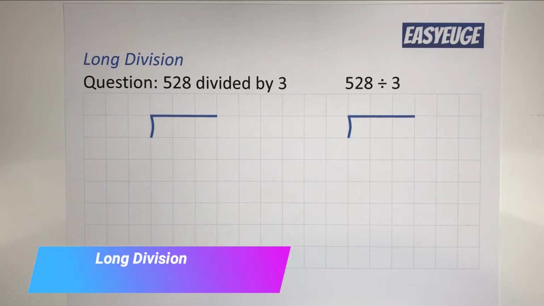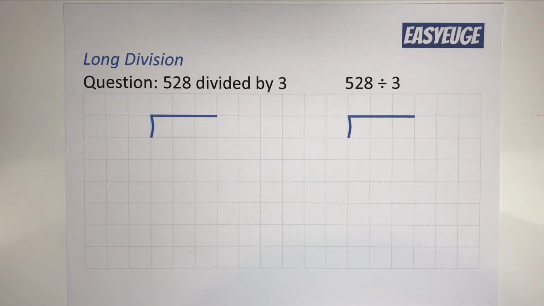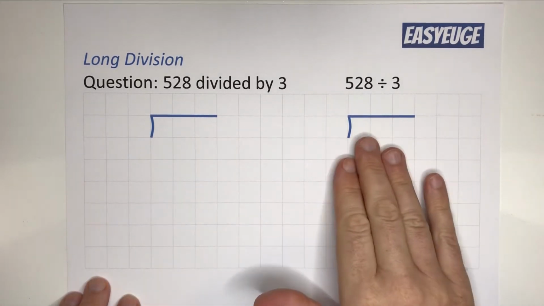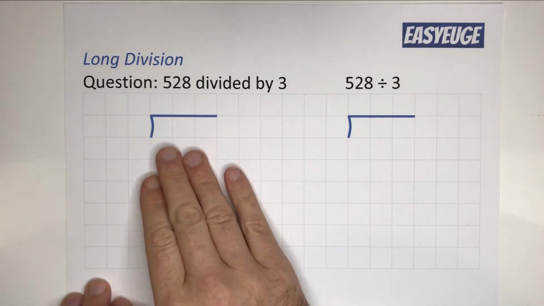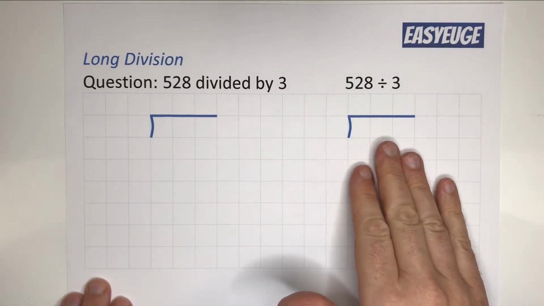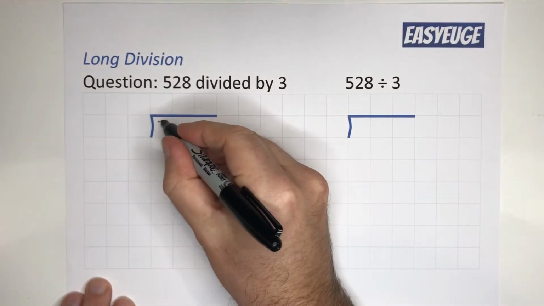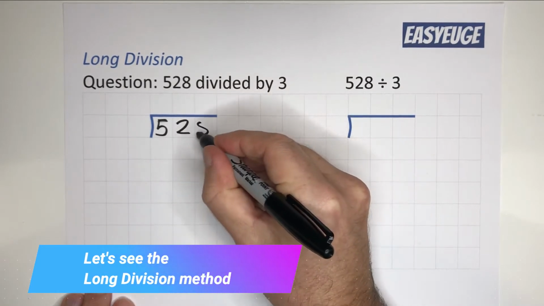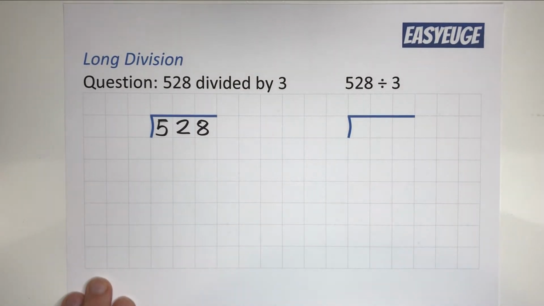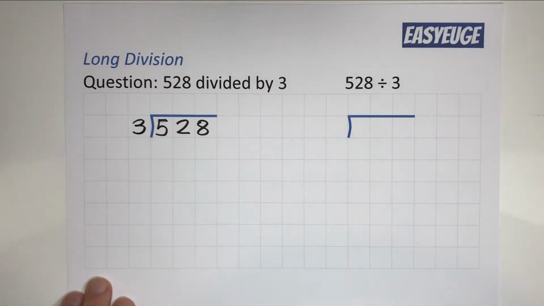Let's get started with a large number, 528, and this time we're going to be dividing by 3. As always, we'll do whatever methods are available, so I'm going to show you the long division method and also the bus stop method. Let's write down the number that we are going to divide up, which is 528. And we are dividing by 3. So as always, we put the 3 on the outside.